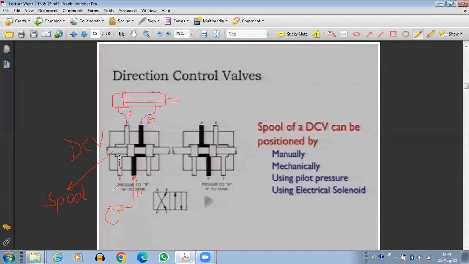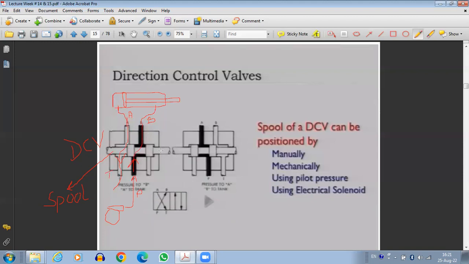So that will be the return of the fluid. This will be the supply of the fluid. Okay. So this is a specific kind of valve which is going to allow certain ports to be connected to certain ports. In this case, port T will be connected to port A, port P will be connected to port B, and so it will allow the cylinder to retract.